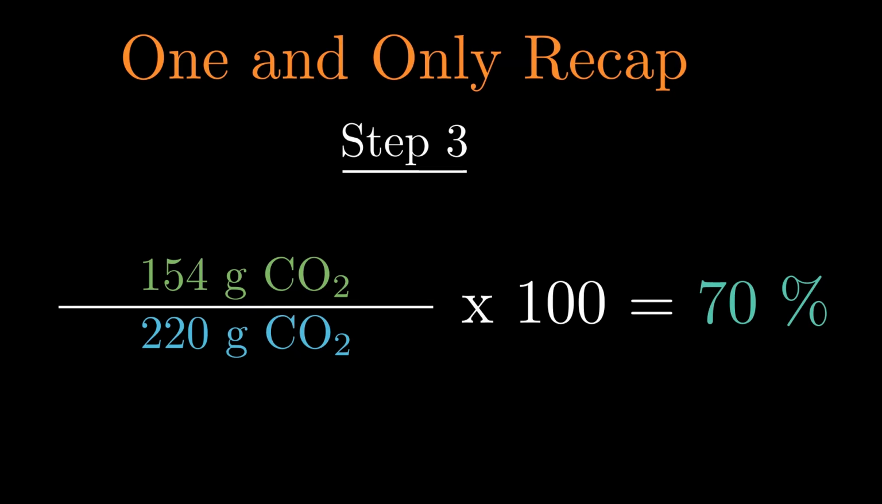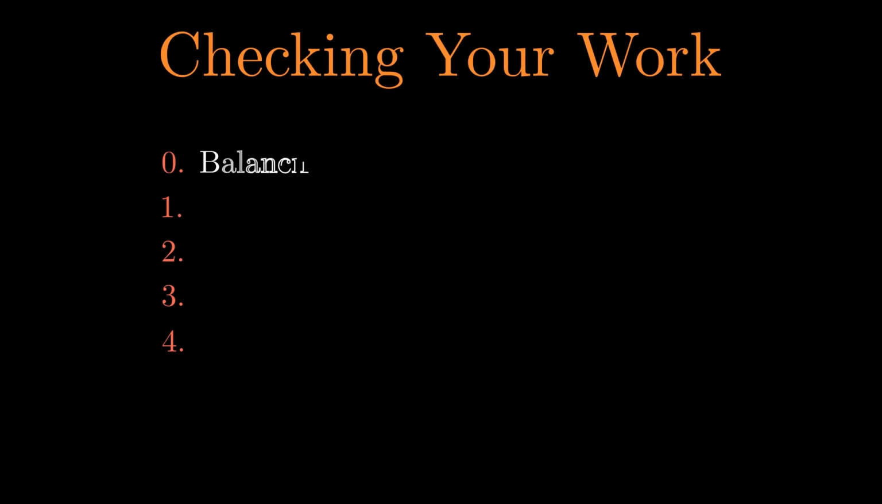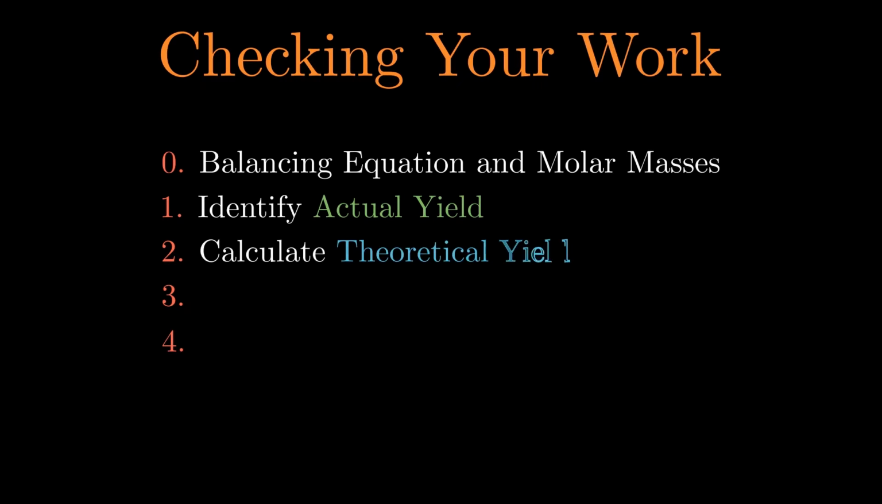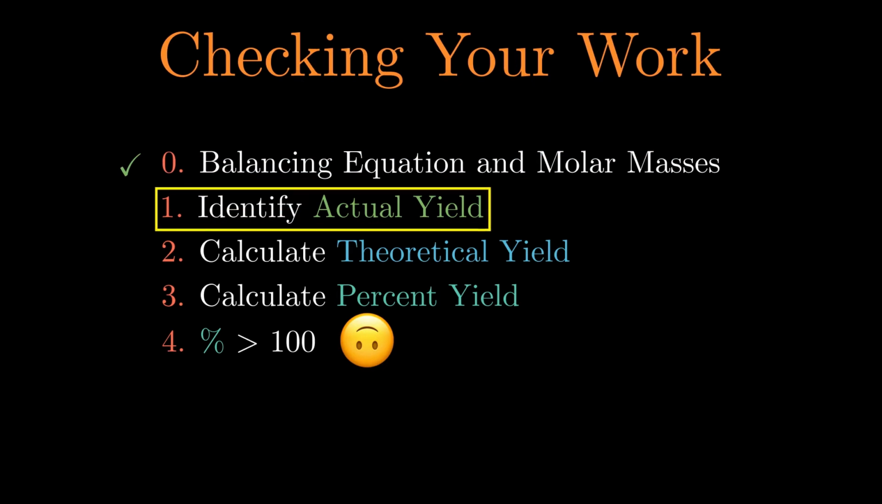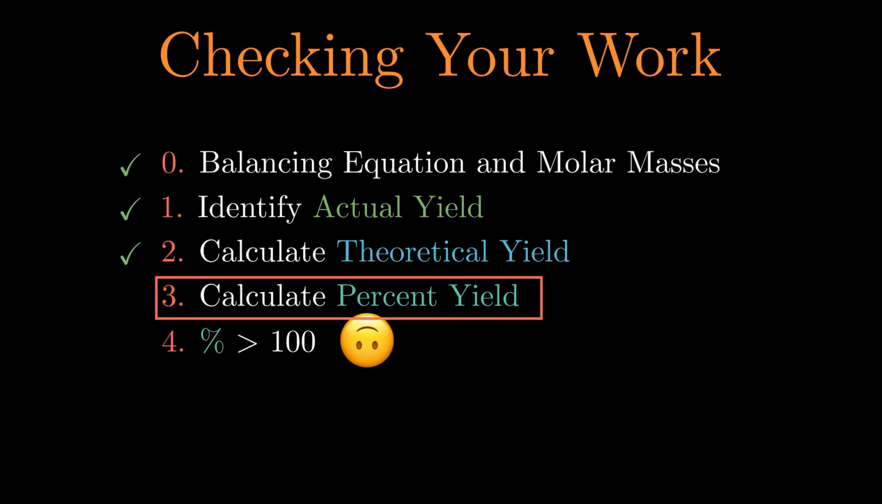If your answer is less than 100%, you can feel pretty confident it's correct, but if it's not, you'll just have to work your way back through this list to identify where the mistake was made. Now, what if you did all of that only to find your percent yield is greater than 100? Assuming you did the first three steps correctly, the error must be in the percent calculation itself.